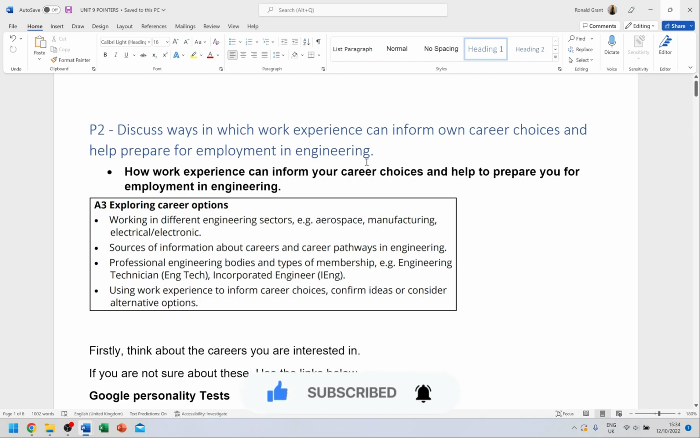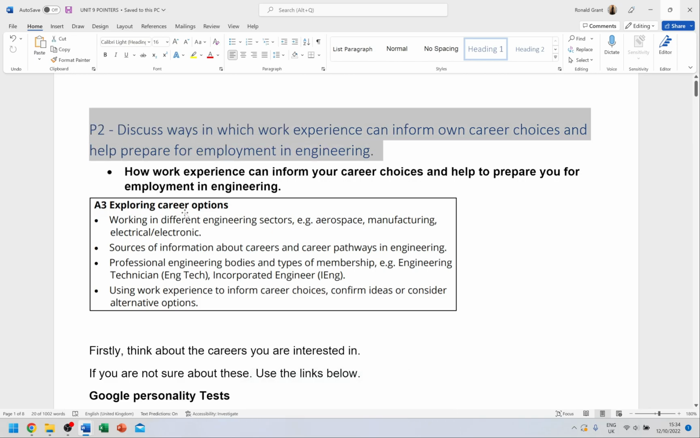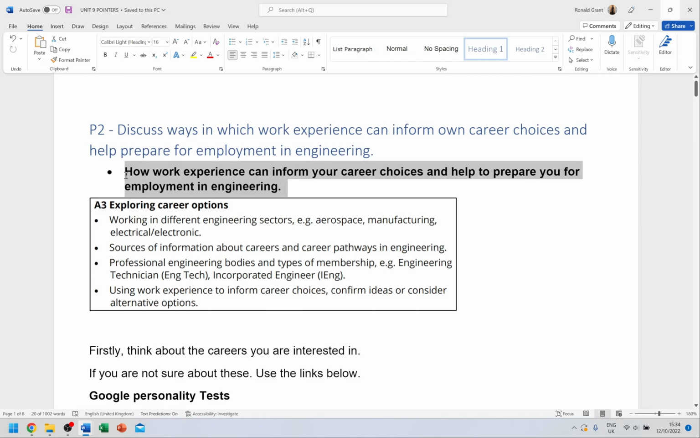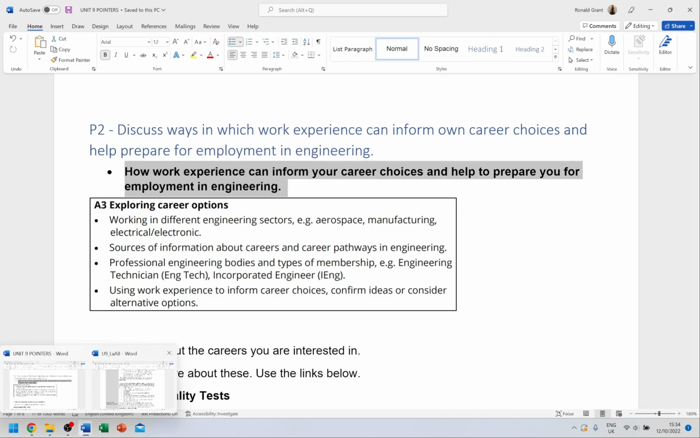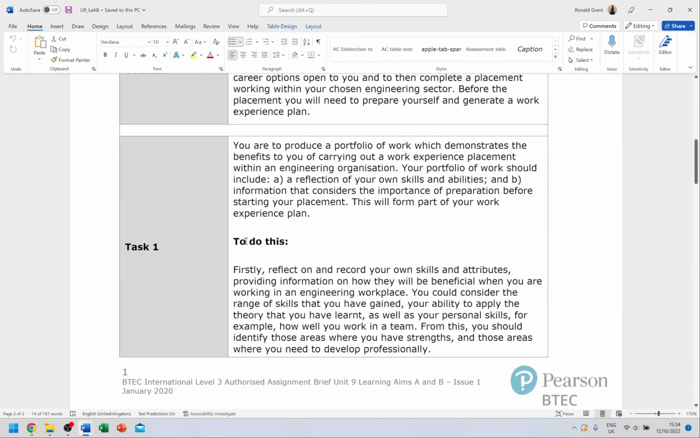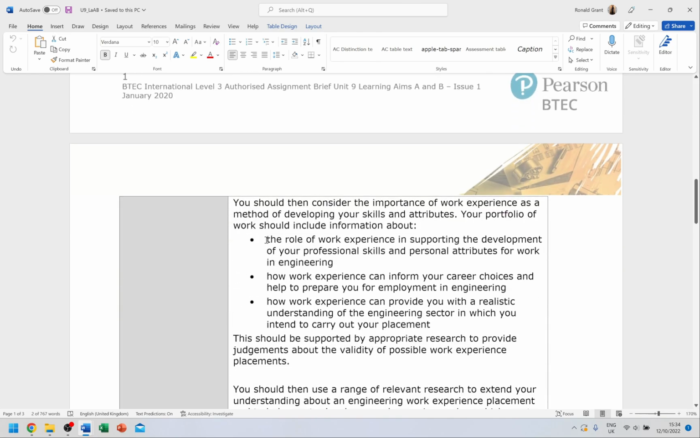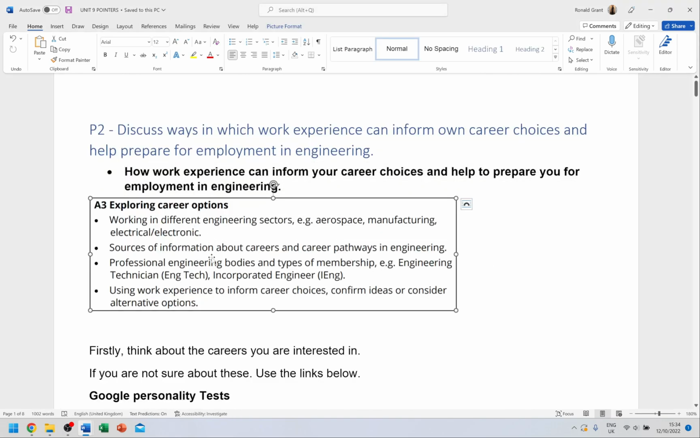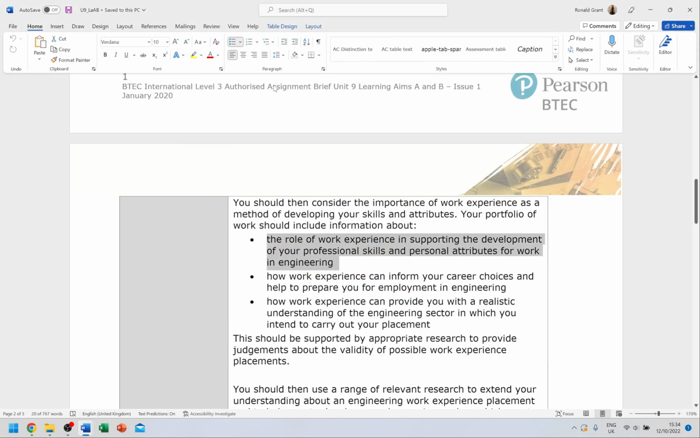Before I even get into that, this was from the assignment brief. This was also from the assignment brief, but in that section called "To do this." So task one, to do this, and it gives you some more information, a mini breakdown of whatever the criteria was. It is not very detailed, but when we go to the actual specification, let me see if I can find that.